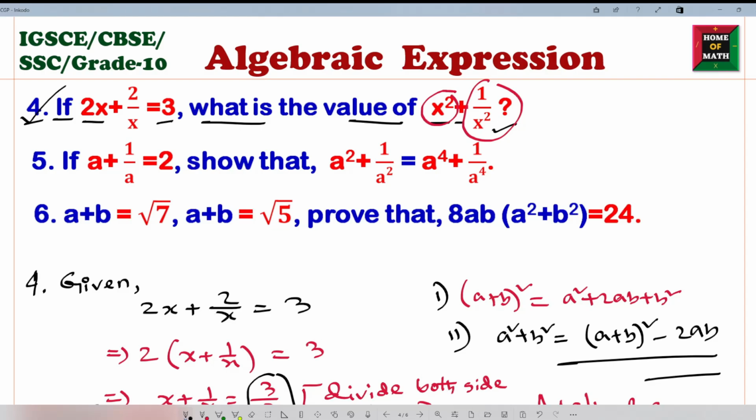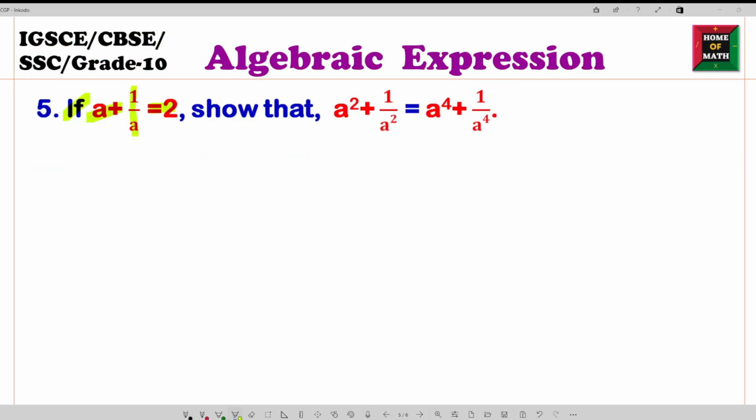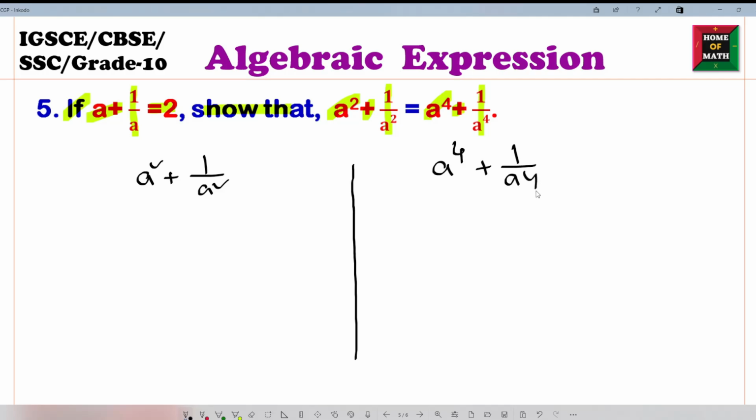Now number 5. If a plus 1 by a equals 2, show that a square plus 1 by a square equals a to the power 4 plus 1 by a to the power 4. So here are two things. One is a square plus 1 by a square, and another one is a to the power 4 plus 1 by a to the power 4. Both results should be the same.